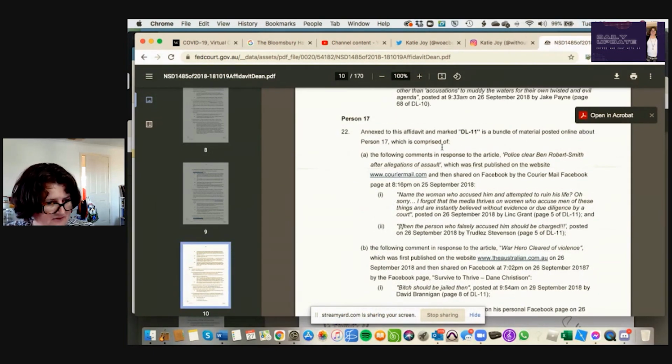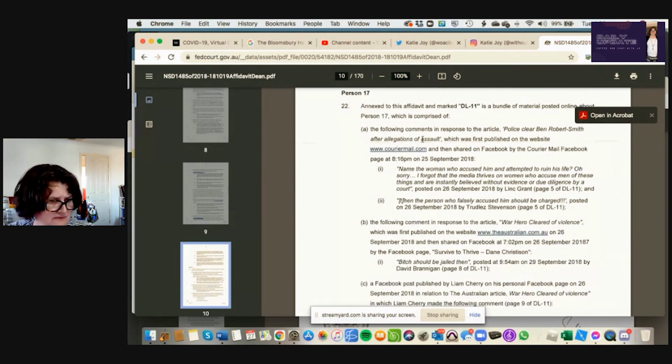Annexed to this affidavit, marked DL11, is a bundle of material posted online about person 17, which comprised the following comments in response to the article, "Police clear Ben Roberts after allegations of assault."